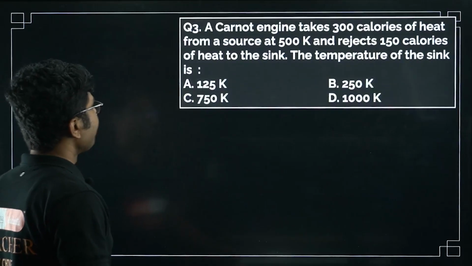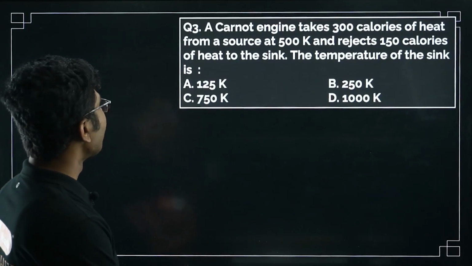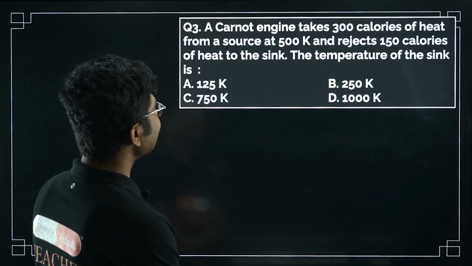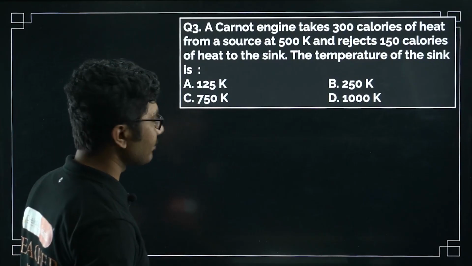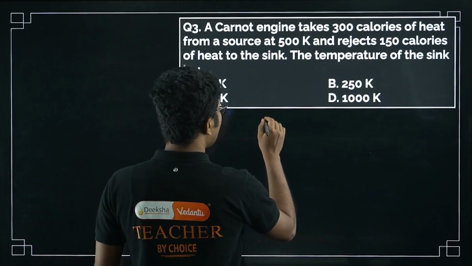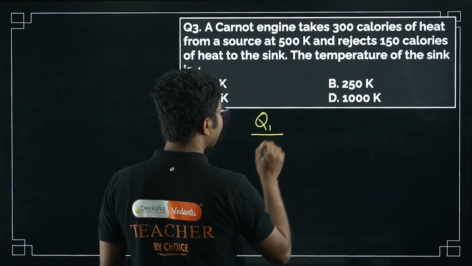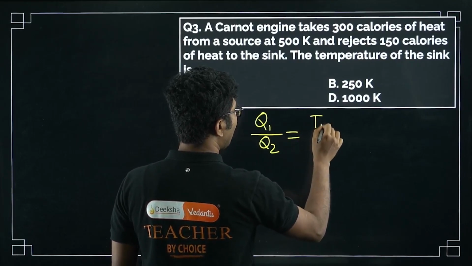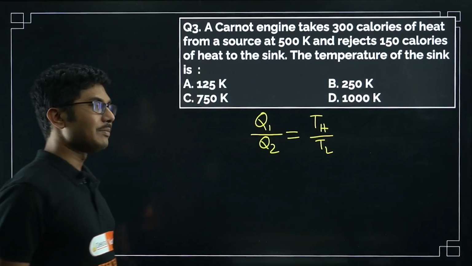Now next question. A Carnot engine takes 300 calories of heat from a source at 500 Kelvin and rejects 150 calories of heat to the sink. The temperature of the sink is. So what is the formula? Heat accepted Q1 divided by heat rejected Q2 is equal to T of the hot divided by T of the cold. Okay, T high by T low.